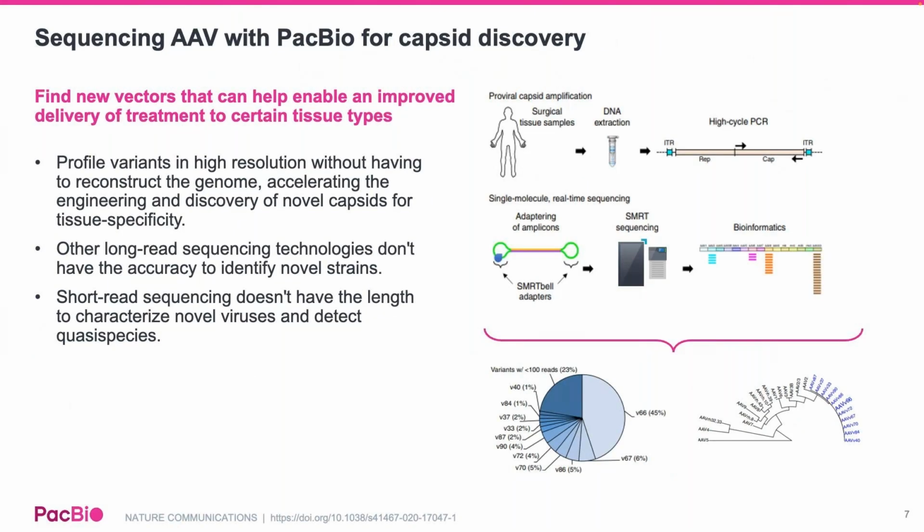Here's an example from the literature where PacBio HiFi sequencing has been used to find novel AAV capsid variants in human tissues through targeted sequencing of long amplicons. This allows the profiling of variants in high resolution without having to reconstruct the genome or cap gene from short reads, which enables researchers to accelerate the engineering and discovery of novel capsids for tissue specificity. The authors of this study noted that other long-read sequencing technology doesn't have the accuracy to be able to identify new strains or variants. Similarly, short-read sequencing doesn't have the read length to allow you to do this.